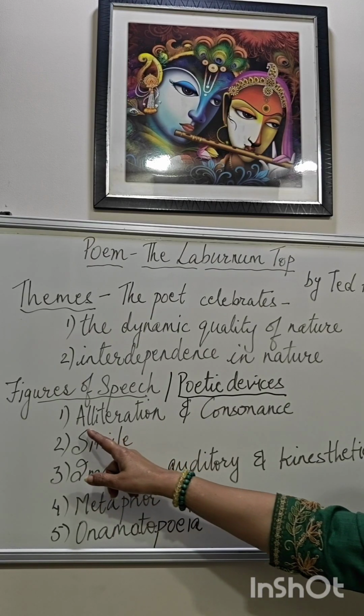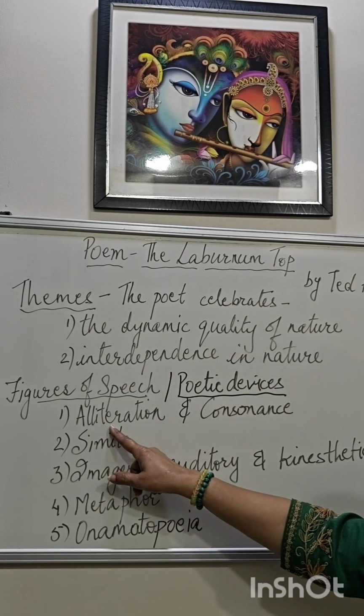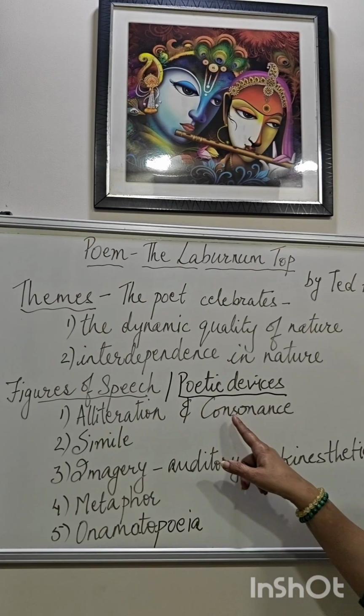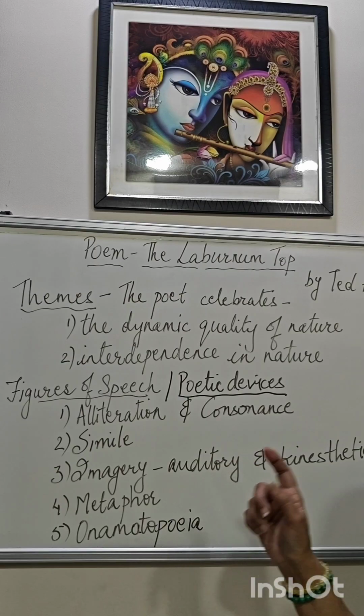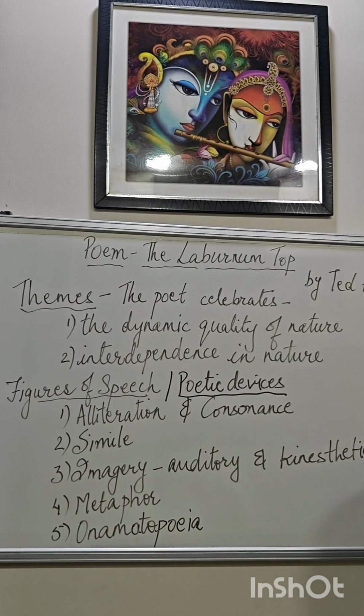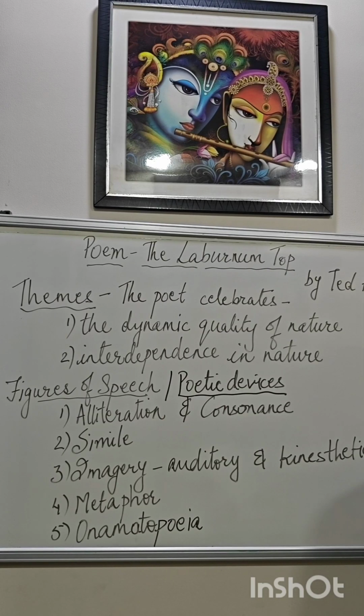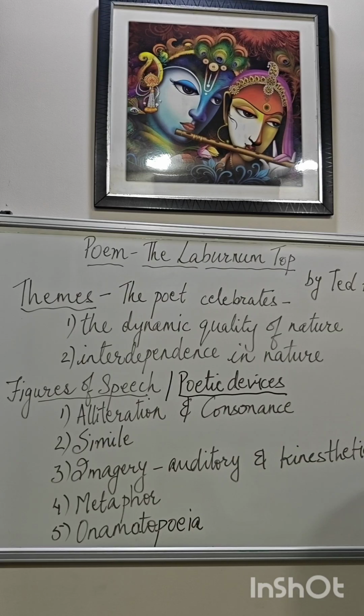And as you can see, the first device I have mentioned is alliteration, which also includes consonants. Now, alliteration can be quite clearly seen in the first stanza. The laburnum top is silent, quite still. Silent, quite still. Both these words start with the sound of S. Silent, still. And the next line, September, sunlight. Again, these 2 words are starting with the sound of S.